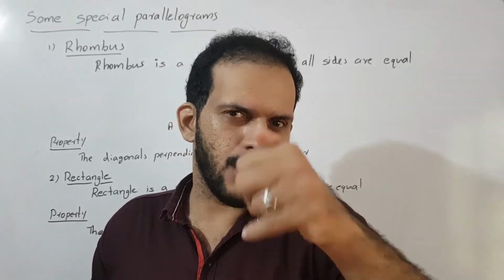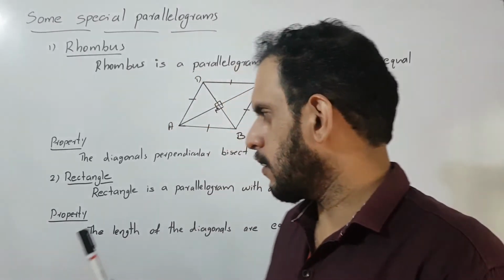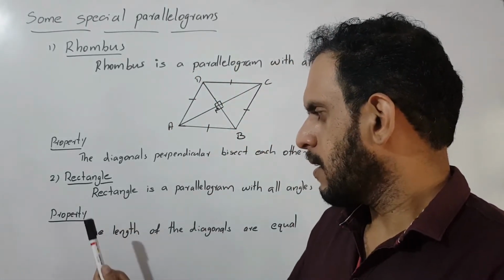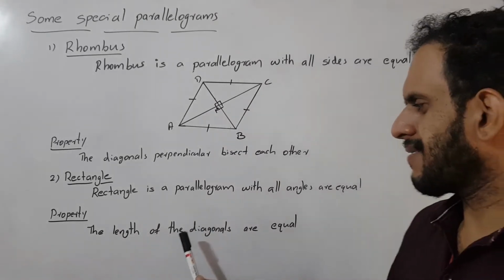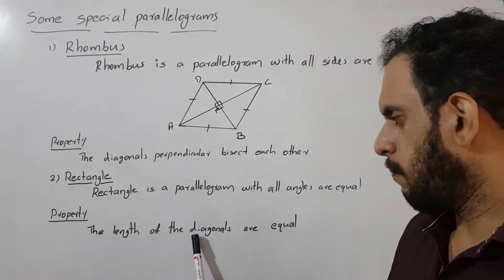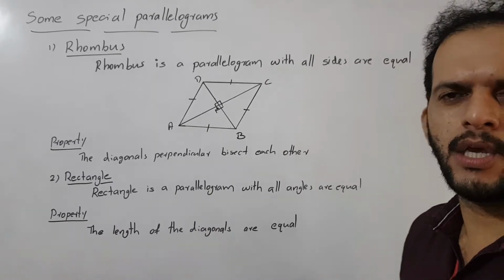And one more extra, the additional fifth point that we write here. The fifth property is that the lengths of the diagonals are equal. That is the difference between a rectangle and a parallelogram. This is the difference. The lengths of the diagonals are equal.